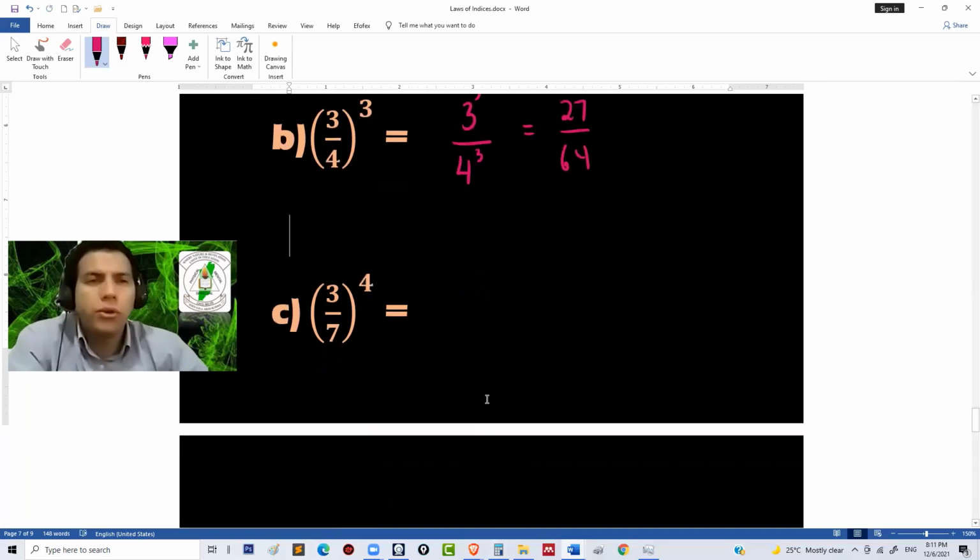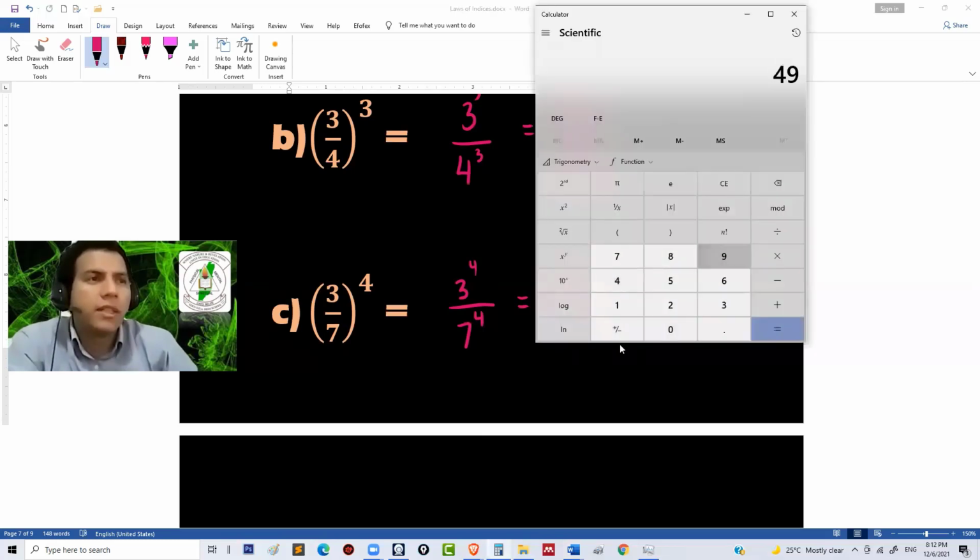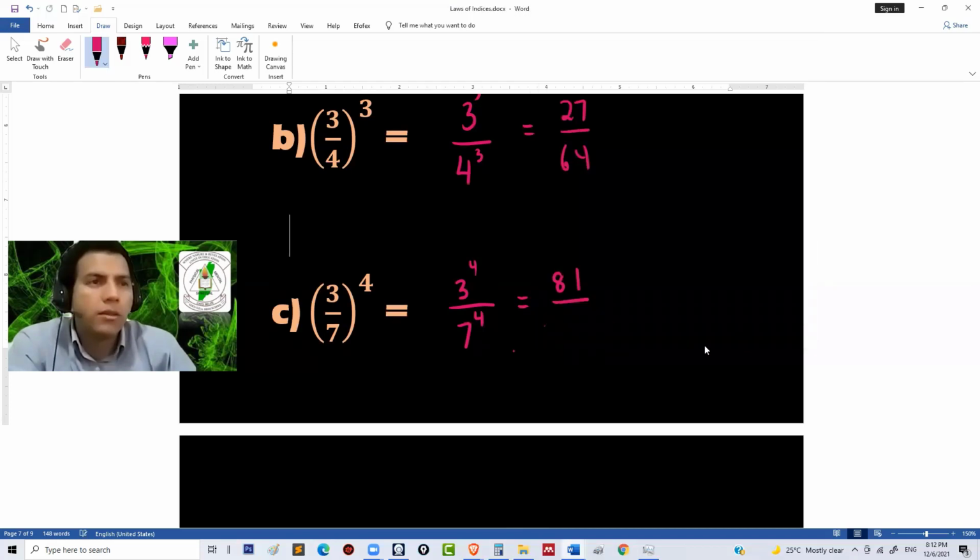Now, 3 over 7 power 4. 3 power 4, 7 power 4. So we put each value with the power of 4 in this case. So 3 power 4: 3 times 3 is 9, 9 times 3 is 27, 27 times 3 is 81. 7 times 7 is 49, 49 times 7 is 343, and times 7, we get 2,401. So this is our answer.